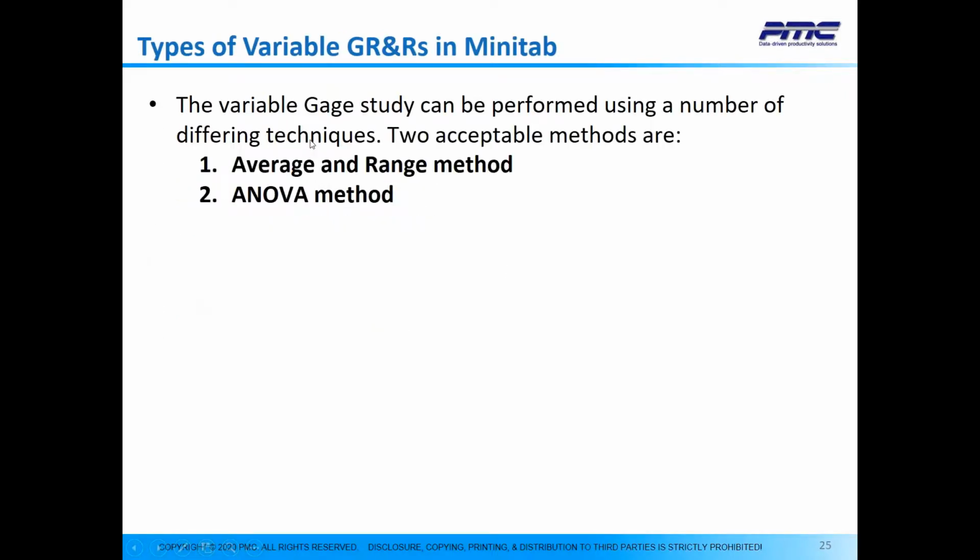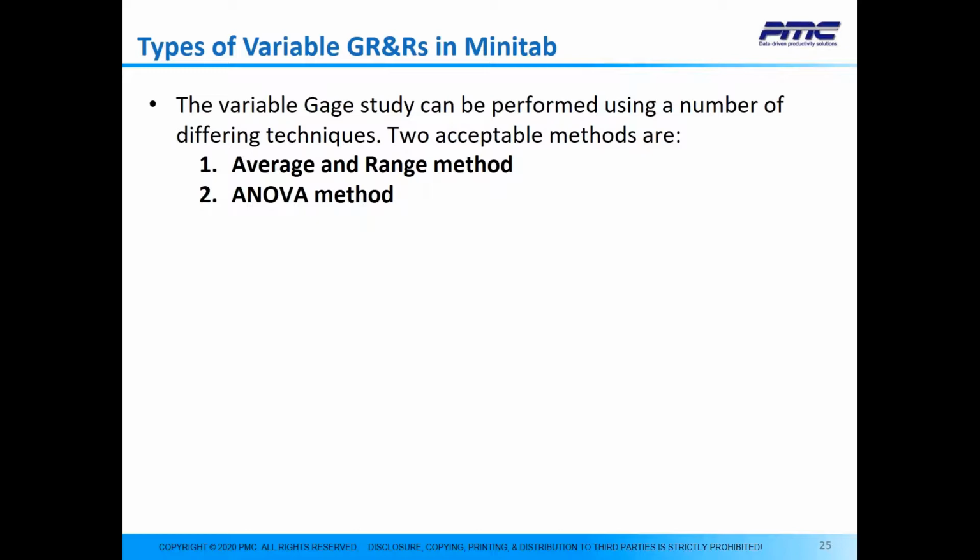The types of variable gauge R&Rs in Minitab. So I'm going to walk you through some examples of how it's done. And of course, I'm not going to spend too much time on how it's done. But one thing I want to point out here is that the variable gauge study can be performed using a number of different techniques, but the 2 acceptable techniques, or the methods we use, are called the average and range method and the ANOVA method.